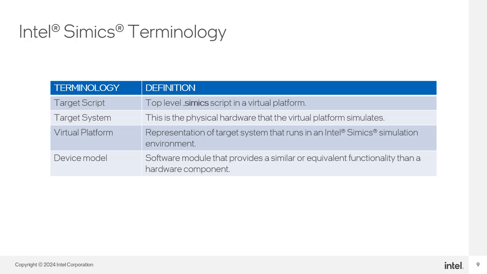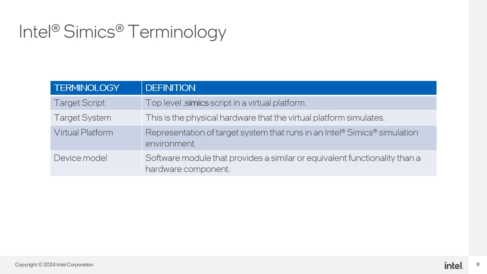Some of the terms that describe elements that Intel Simics works with are: Target script. This script defines the configuration parameters, runtime commands, instantiation of the hardware model components, and any network configuration. It is a .simics file. Target system. A target system is sometimes referred to as a target machine. It is the hardware that will be simulated.